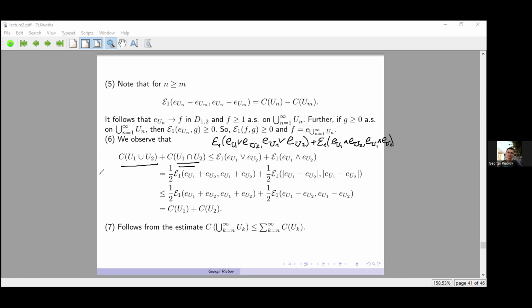Okay, now we can use the following property: the maximum equals 1/2 of the sum plus the absolute value of the difference. And the minimum equals 1/2 of the sum minus the absolute value of the difference.